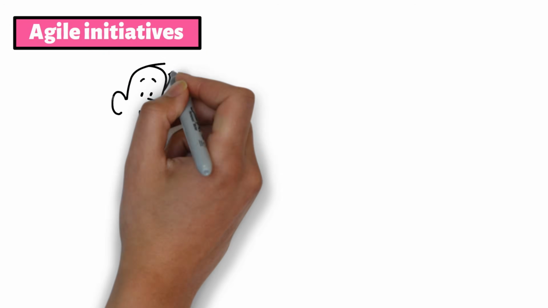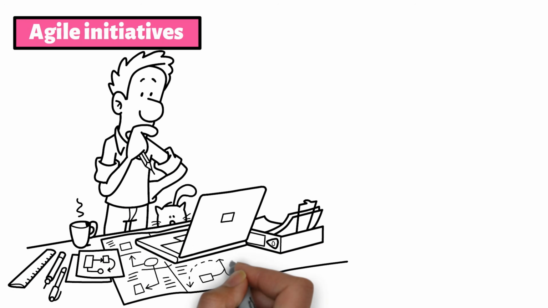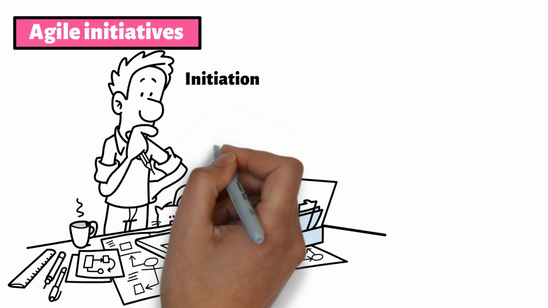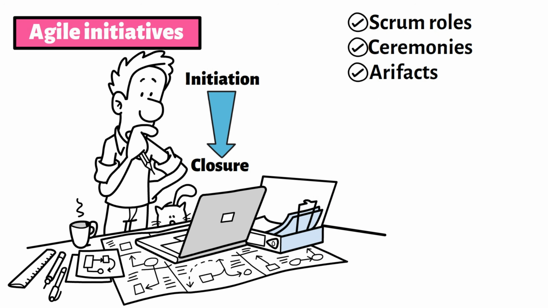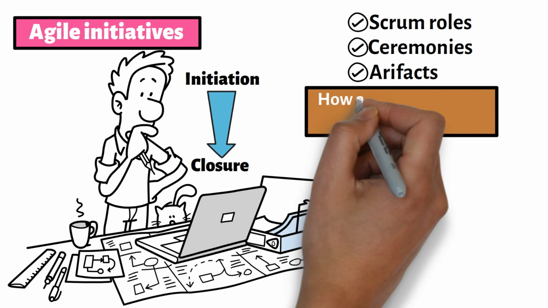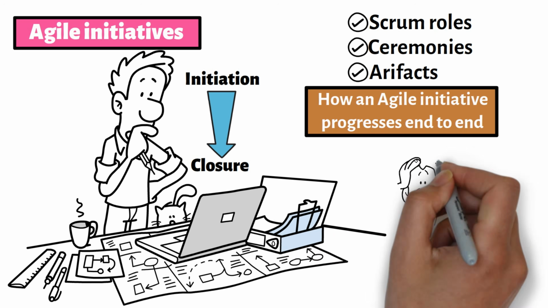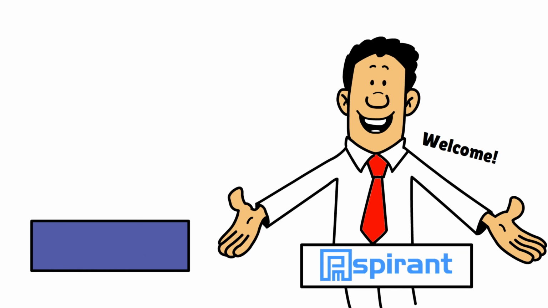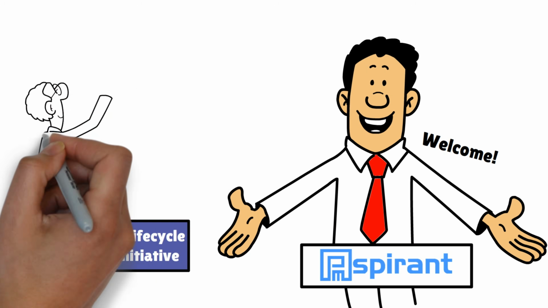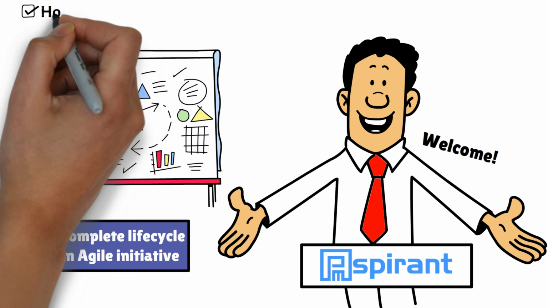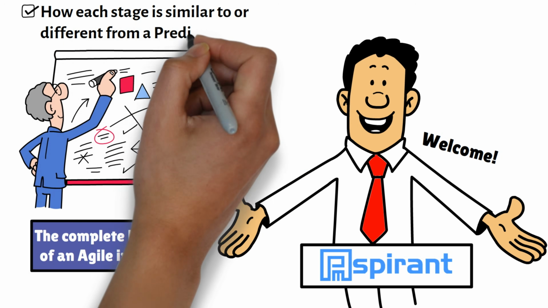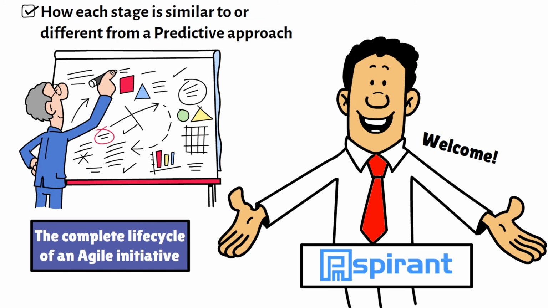Are you leading Agile initiatives and wondering how the entire project actually flows from initiation to closure? Many project managers understand Scrum roles, ceremonies, and artifacts, but struggle to explain how an Agile initiative flows end to end. In this video, we will walk through the complete life cycle of an Agile initiative from initiation to closure. Along the way, we will briefly compare how each stage is similar to or different from a predictive approach.